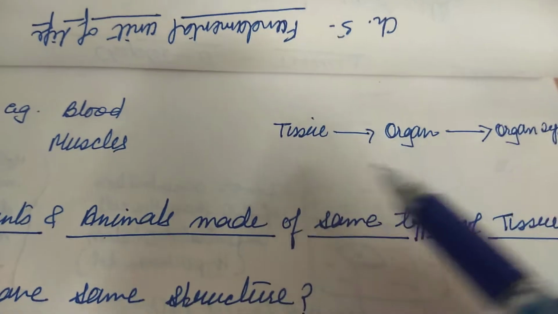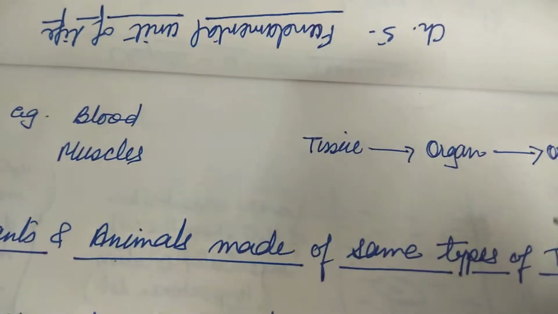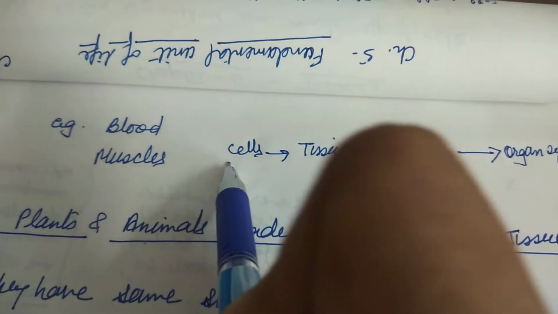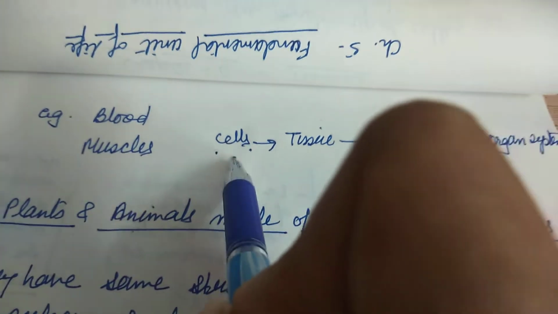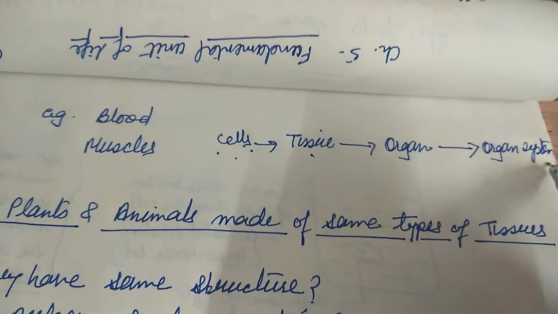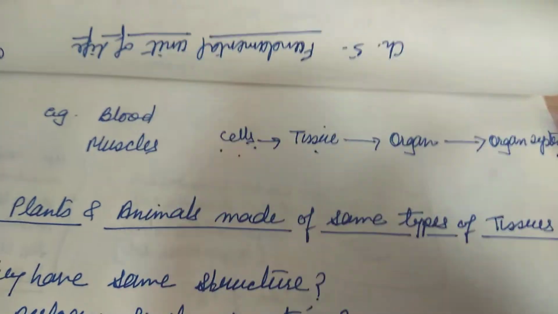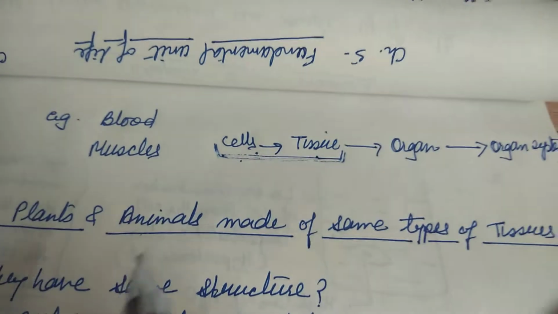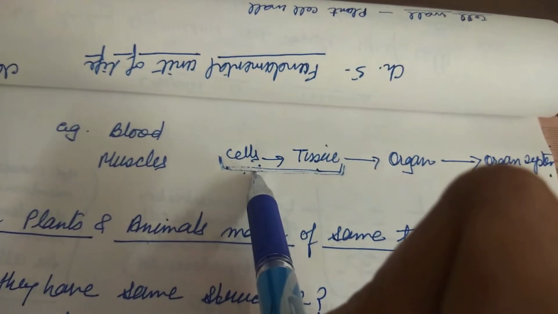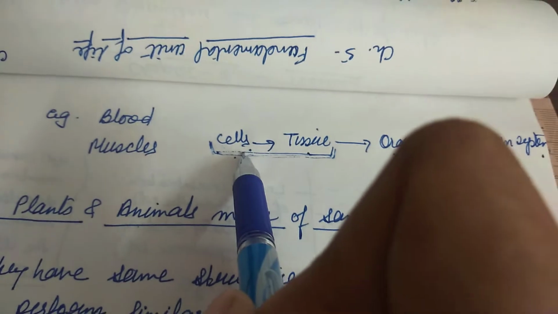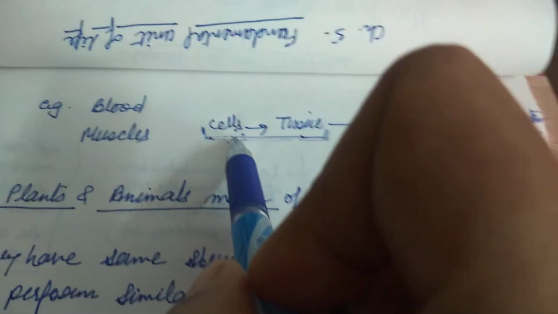So to run a complex body or a multicellular organism, we need this level of organization. First, cells. Cells that are similar in structure and work together to perform a particular task are called tissues, right? And for other systems, we will study in higher classes. So this chapter covers this much: how cells organize and perform a particular function. For plants and animals, we will do it in detail in this chapter.